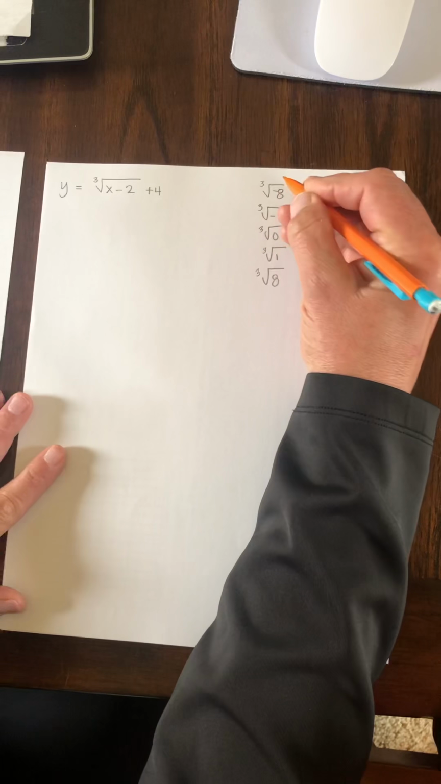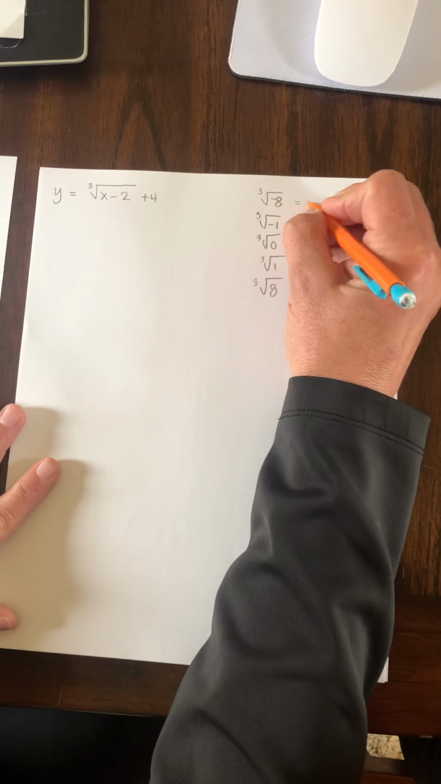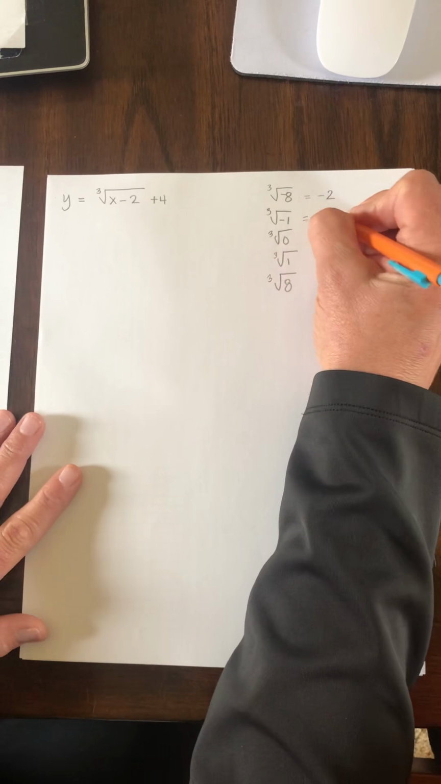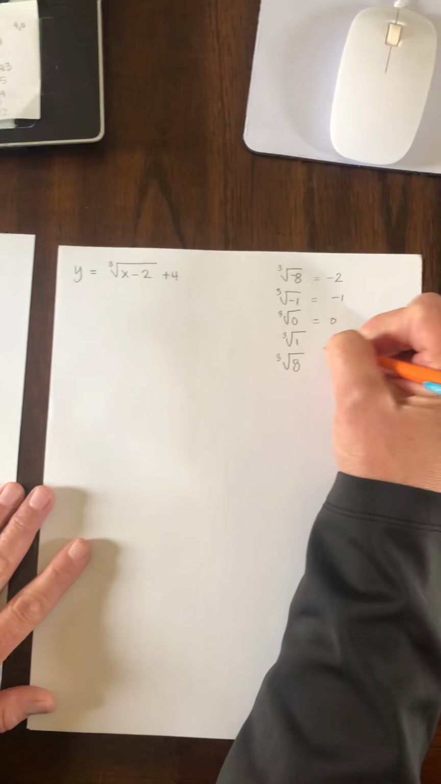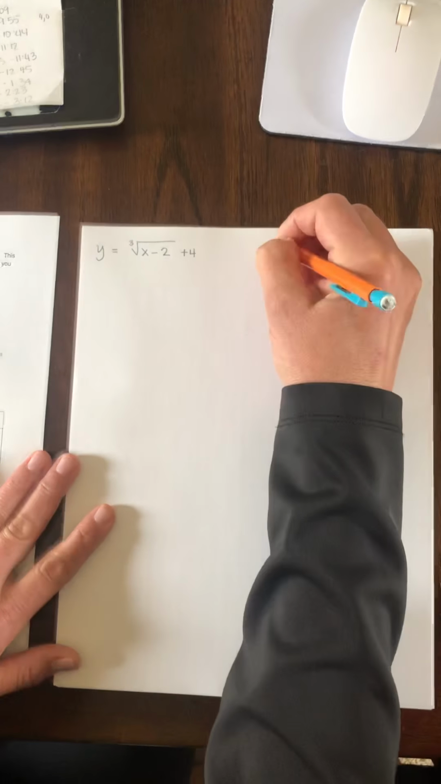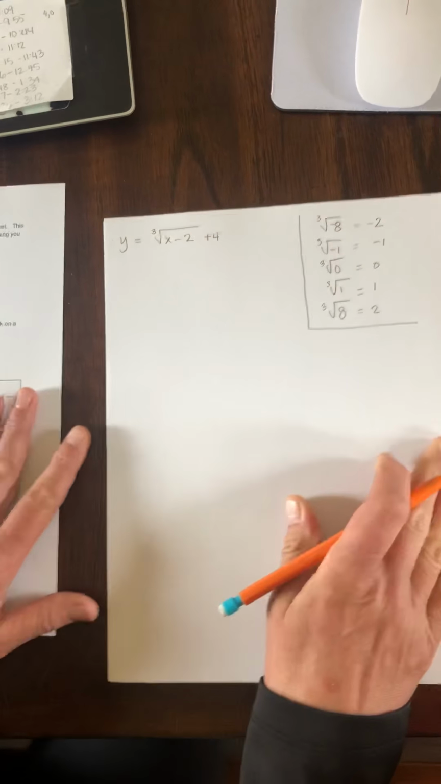So this is -2 times -2 times -2, so this has a value of -2. This is -1 times -1 times -1, so that's -1, 0 times 0 times 0, 1 times 1 times 1, 2 times 2 times 2. So that's kind of an important thing you always want to have just right next to you.